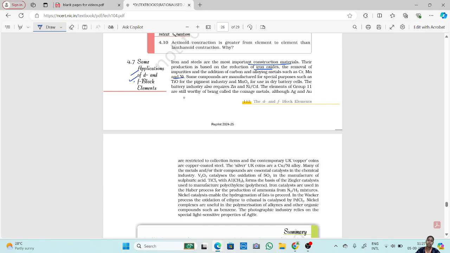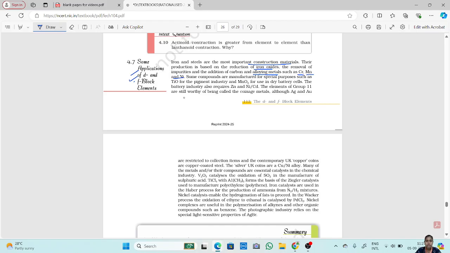Now how are these iron and steel produced? They are produced by the reduction of iron oxides, the removal of impurities, and the addition of carbon and alloying metals. Now, which are the alloying metals that are used? That is chromium, manganese, and nickel. All these three are transition metals.